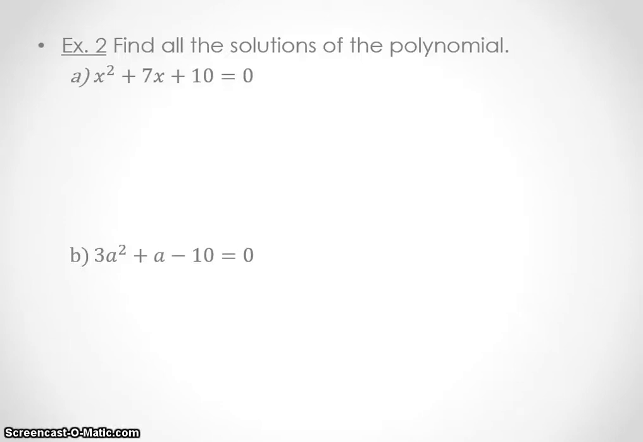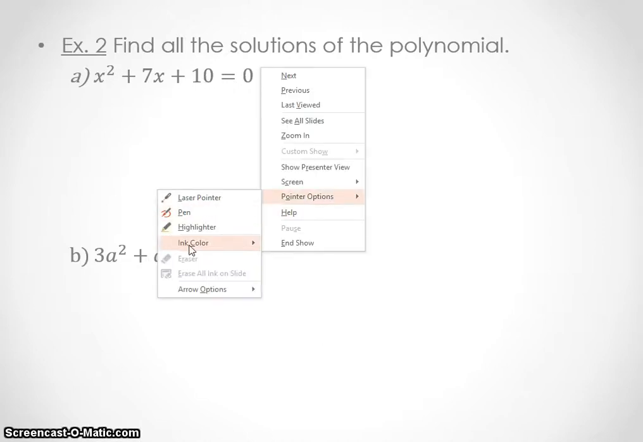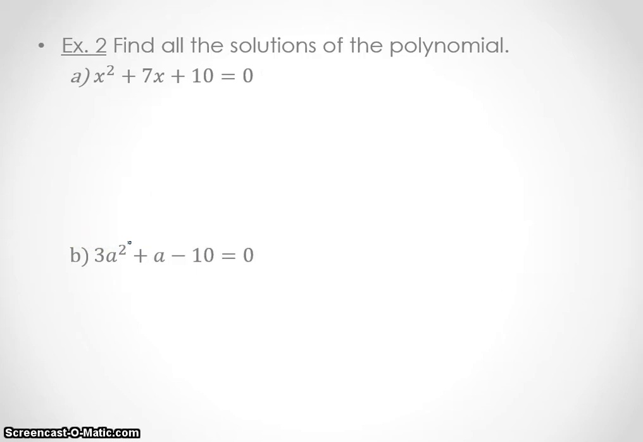All right, example 2 says find all the solutions of the polynomial. Letter A says x squared plus 7x plus 10 equals 0. Now, it was all well and good when we were trying to use the zero product property before because it was already factored for us, and it was really easy to do. Now here, you might not even recognize, hey, I've got to factor this in order to solve.